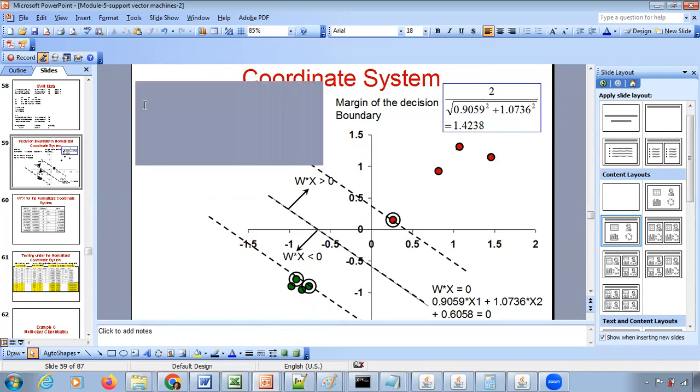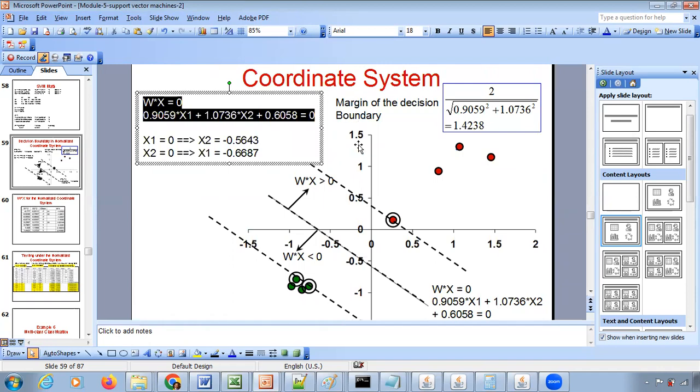And the equation of the line that will divide the margin by the decision boundary equally will be W times X equals 0. So that is theta 1 X1 plus theta 2 X2 plus B equals 0. To get 2 points where this line will go through, you put X1 equals 0, you get X2 equals negative 0.6058 divided by 1.0736, that will be negative 0.5643.